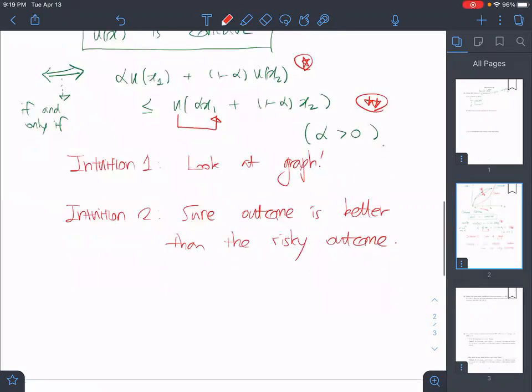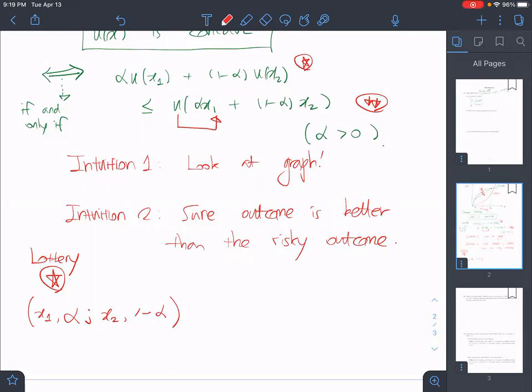Okay. So if we use the notation that we learned in the class, then let me call this lottery star, which is coming from this left-hand side of the equation. Then what is this? This can be written as the first outcome with a probability of alpha, and the second outcome happens with a probability of 1 minus alpha, right? So this is lottery star.